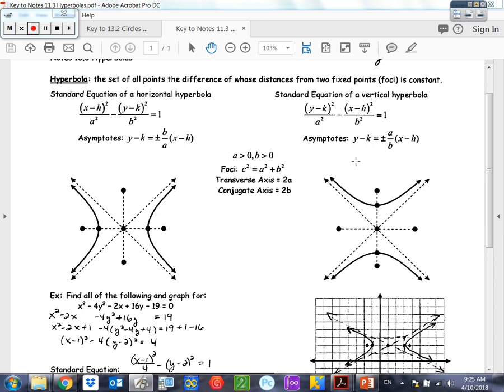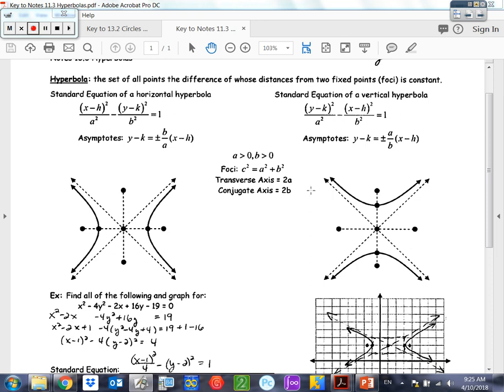Hyperbolas also have a little helper equation, just like ellipses do. This c squared equals a squared plus b squared. So notice how the hyperbola main equation, the standard equation, has a subtraction sign, but its little helper equation has an addition sign. They're always opposite.